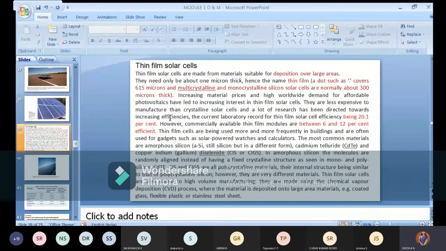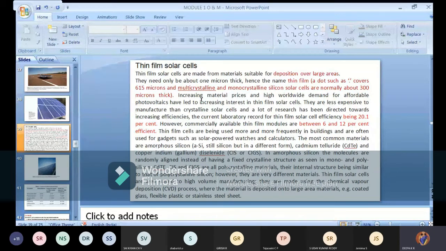The current laboratory record for thin film solar cells is 20.1%. Of course, it's very good compared to multicrystalline. Monocrystalline is 22, and thin film has been tested up to 20.1. However, commercially available thin film modules are between 6 to 12%. So this is the reality we are facing, between 6 to 12% when you implement it in a practical way.